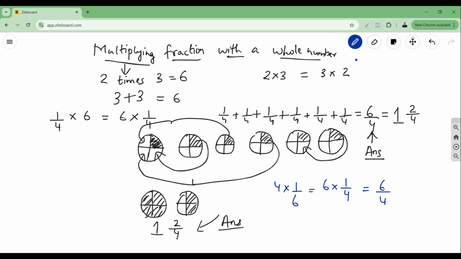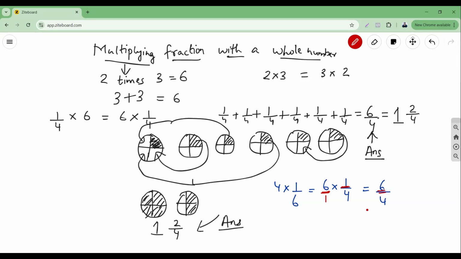Now, if you see here, what is the hint we are getting? We could always say the 6 is multiplied by this 1 and we get 6, and the denominator stays 4. Now, how do you understand this? Let's think of the 6 as 6/1. That means 6 wholes, 6 over 1, right? So 1 times 4 is 4, and 6 times 1 is 6. See, this is a trick.